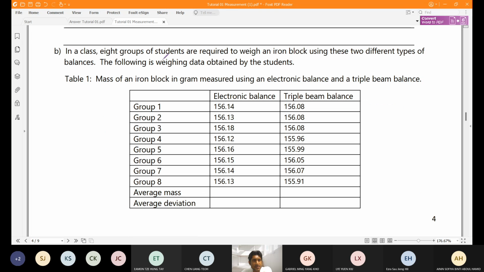In a class, 8 groups of students are required to weigh an iron block using these two different types of balances. The following is the weighing data for the students. Table 1, mass of an iron block in gram measured using an electronic balance and the triple beam balance. Group 1, the measured 156.14, 156.08, group 2 13, 18, 12. Yeah, so what will be the average?